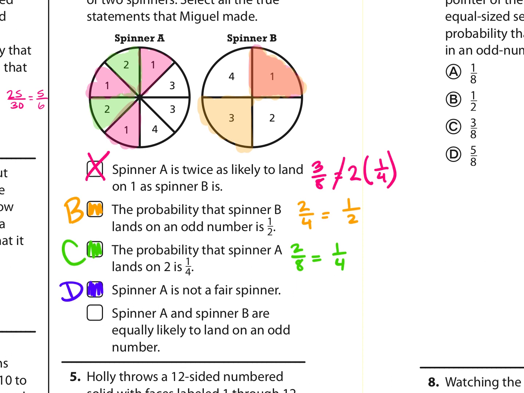And the last one, spinner A and B are equally likely to land on an odd number. Well, we already said that spinner B can land on an odd number half of the time. So let's look at spinner A. The odd numbers are 1, which occurs 3 times, and 3, which occurs 2 times. So that's 5 out of the 8 times, which is not equal to the half of the time that spinner B would. So that is a false statement.